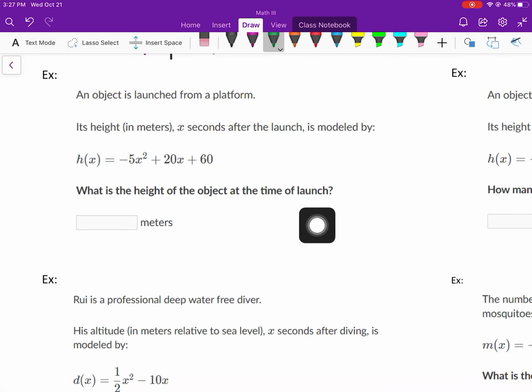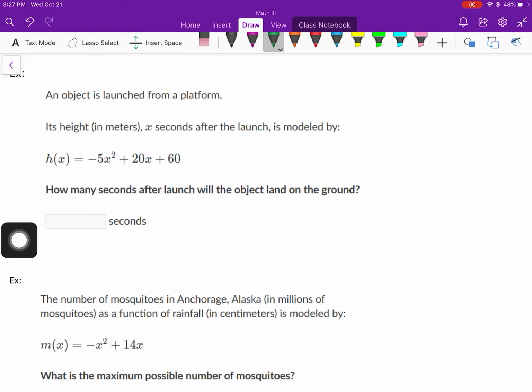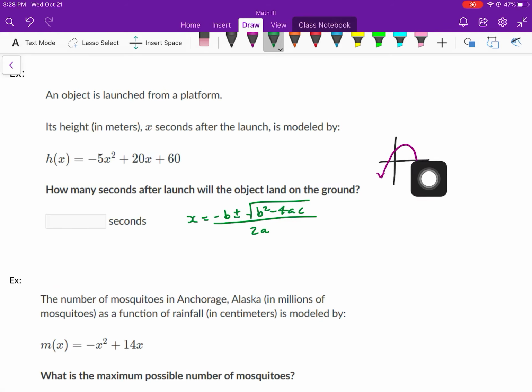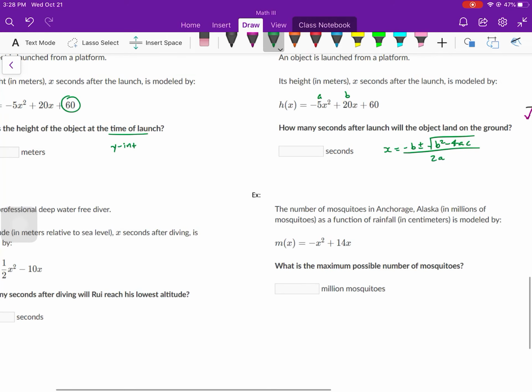What is the height of the object at the time of launch? At the time of launch, that's the y-intercept. That's the easiest one for standard form. That's just going to be 60. How many seconds after the launch will it hit the ground? So hitting the ground's that x-intercept, right? Goes up into the air, boom, hits the ground. So we're going to run this through the quadratic formula. And you're going to pick the positive answer. Remember, this is A, this is B, this is C. Go back to the notes on the quadratic formula if you need help with that.